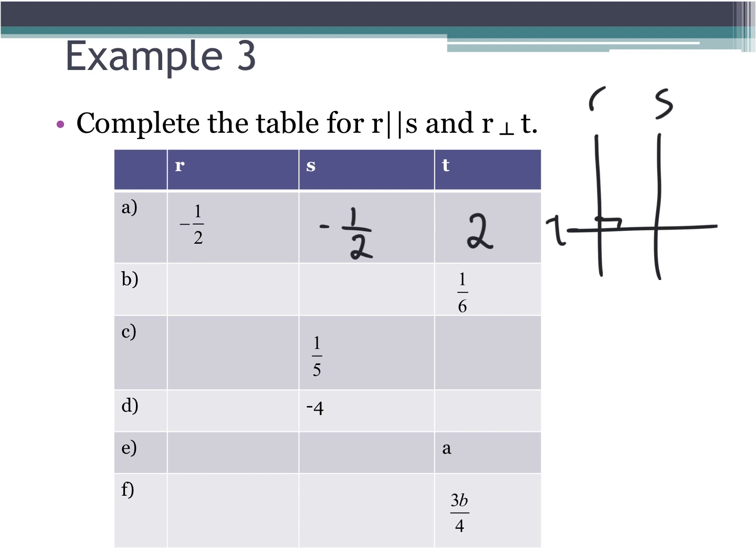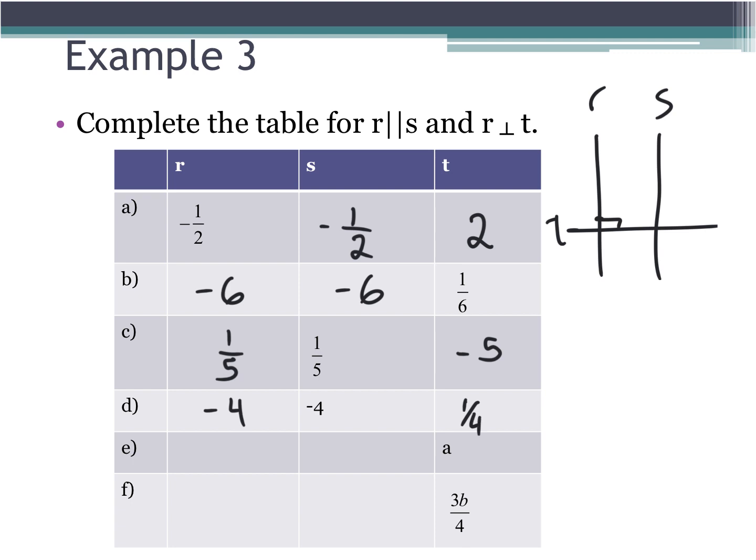Now let's work backwards for B. They give us that T is 1/6, and R and T are perpendicular, so we can say that R is -6, and S is -6 because R and S are parallel. Again, now they give us the slope of S. We know S and R are parallel, so we can write the same slope. And R and T are perpendicular, so we can do the negative reciprocal, so -5. We can do the exact same thing we did for C, for D.